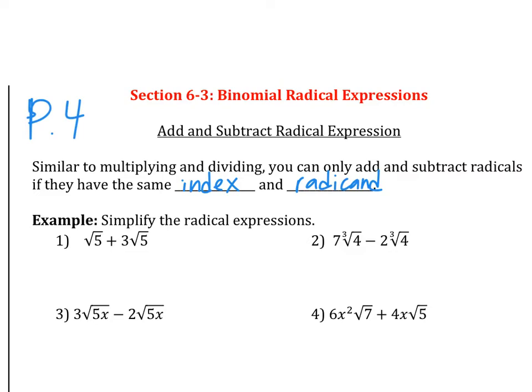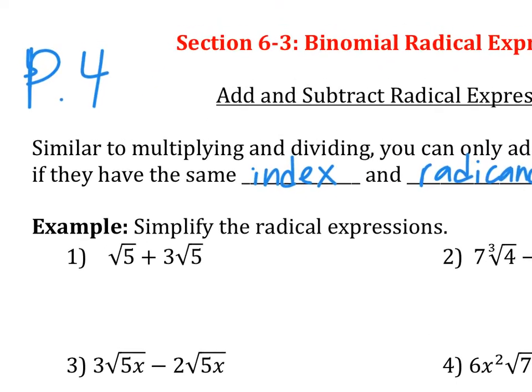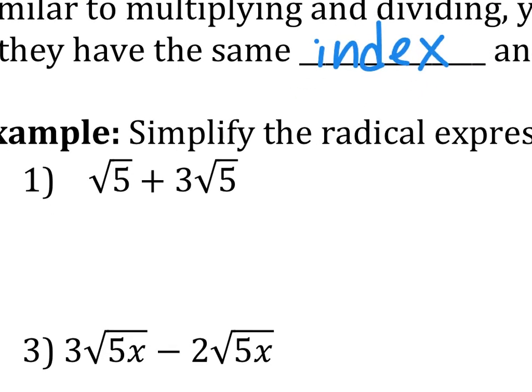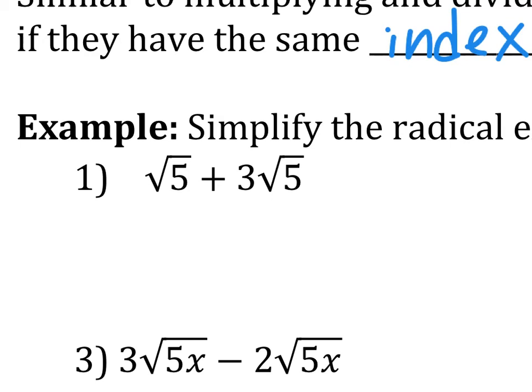All right, so let's look at number 1. Can I add and subtract those? Yes. They have the same index and the same radicand. So what we're going to do is just add the coefficients. Imagine there's a 1, so this is 1 plus 3, so 4 root 5. We do not add the radicands together. Just think of it as an x. So we're adding 1 rad 5 plus 3 rad 5, for a total of 4 rad 5.